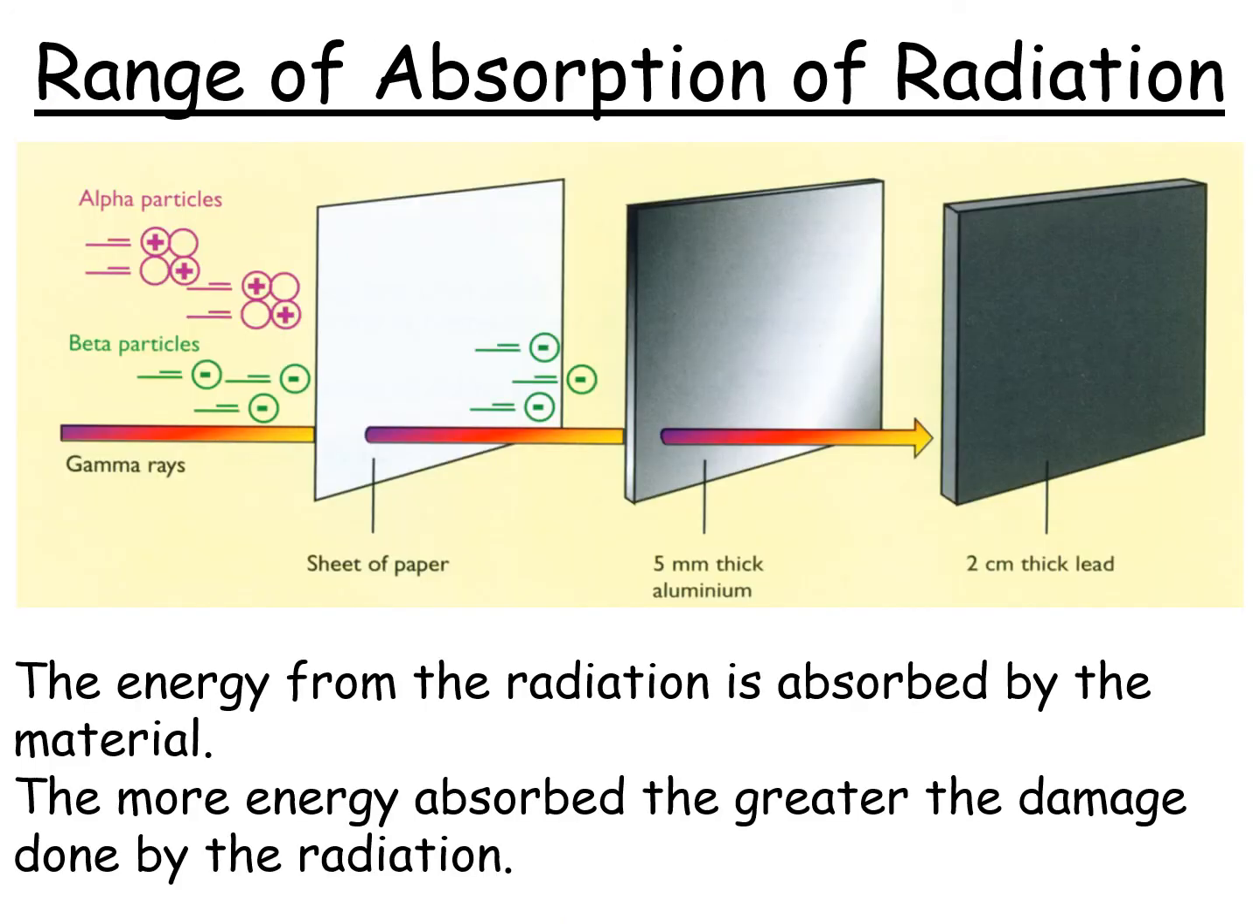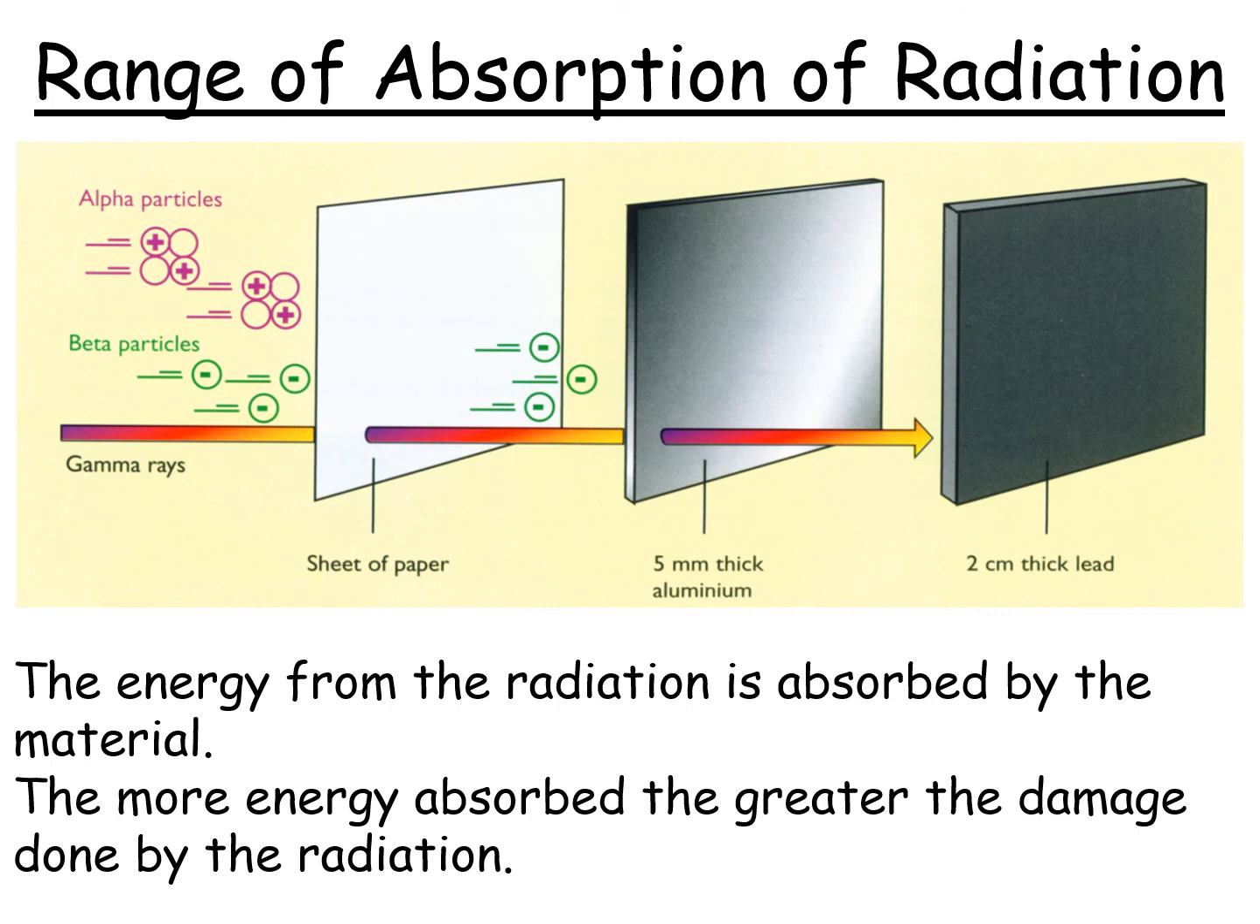Okay, the final thing I want you to remember is that when radiation passes through a material, the energy from that radiation is absorbed, and the more energy absorbed, the greater the damage done by the radiation. And that's why the more radiation you absorb, the greater the risk of developing cancer you will have. Because if you absorb more of that radiation energy, that means more damage has been done to you. That means your cells are more likely to become cancerous.